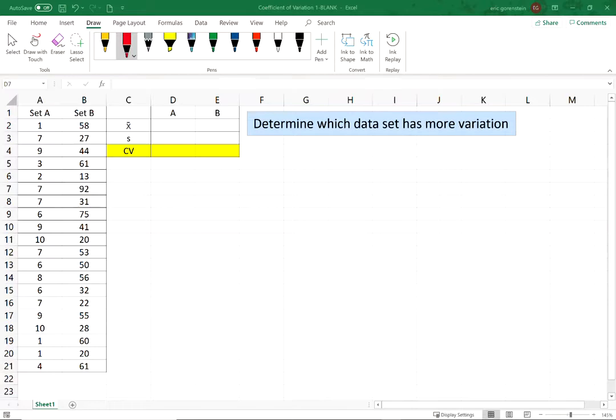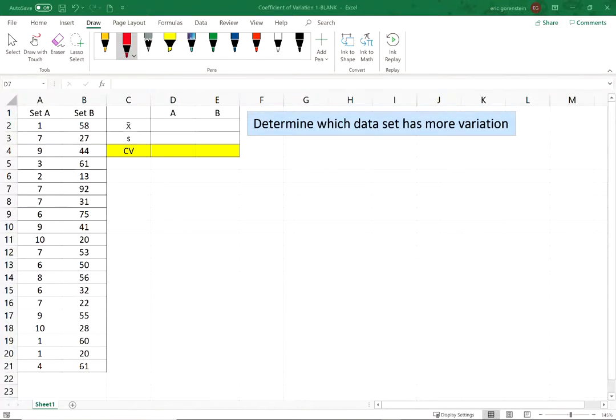In this video, I'm going to calculate the coefficient of variation. I'm going to do it for two different sets. So I have set A, and those data values are given in column A, and set B in column B. And the question here is determine which data set, A or set B, has more variation.